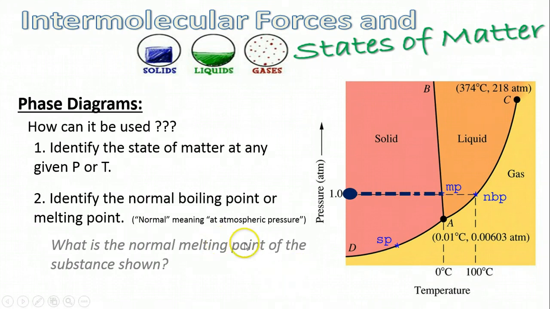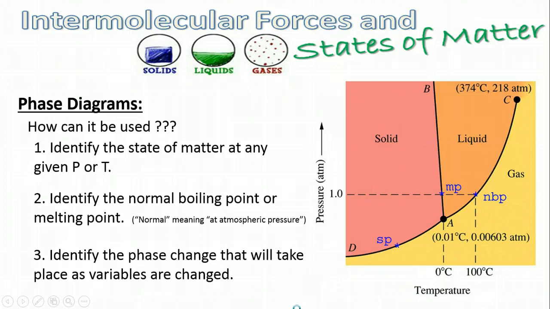Since we're doing melting point, that's going to happen between the solid and liquid phases. That temperature corresponds with 0 degrees Celsius. So therefore 0 degrees Celsius would be the normal melting point of this substance. Just to go over everything, we could also follow that 1 atmosphere line over to the liquid to gas phase change. That's going to be your normal boiling point of 100 degrees Celsius.